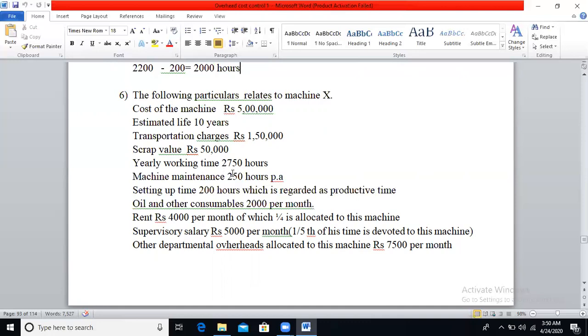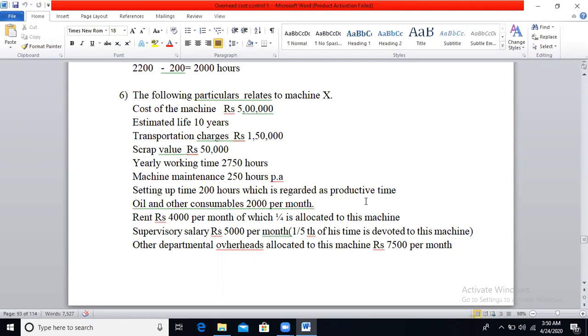Yearly working time they have given is 2,750 hours. Machine maintenance hours will be 250 hours per annum. So you have to calculate machine working hours. Yearly working hours minus machine maintenance hours, you will get 2,500 as the machine hours. Then setting up time 200 hours, which is regarded as productive time. If setting up time is mentioned as non-productive or unproductive, then this should be considered for the calculation of machine working hours.